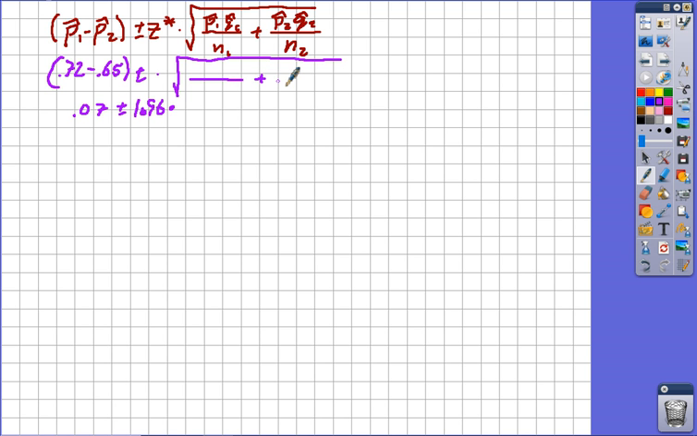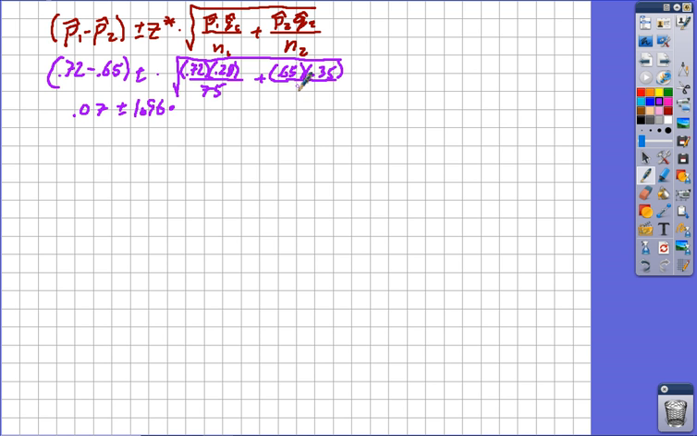And what did we have for p hat sub 1? That's the proportion for students. That was 72%, so 0.72 times its complement, 0.28, divided by its sample size, 75. Over here, with the adults, we had a p hat of 0.65, and that would make q hat 0.35. And the sample size was 60.